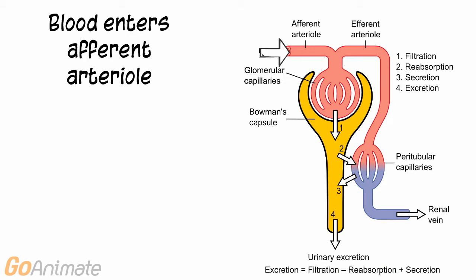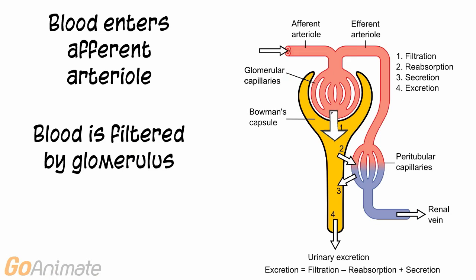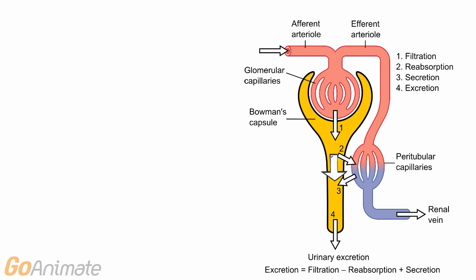The nephron makes urine. Blood enters the nephron at the afferent arteriole. The afferent arteriole brings blood to the first part of the nephron, known as the glomerulus, which is the filter. The blood is filtered by the glomerulus, and the filtrate enters the proximal convoluted tubule of the nephron.